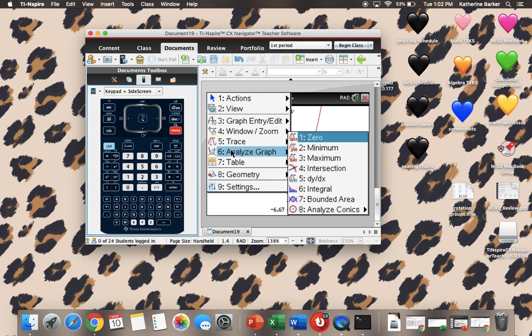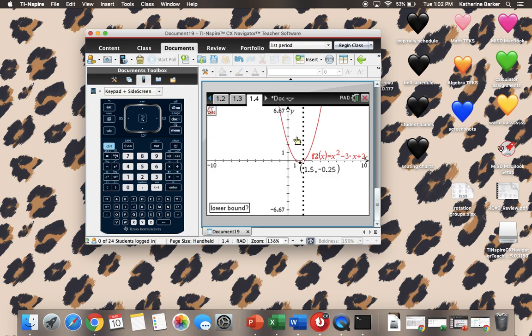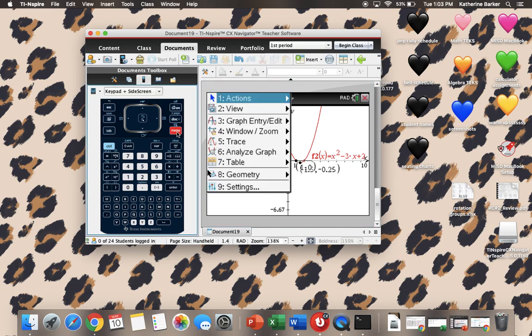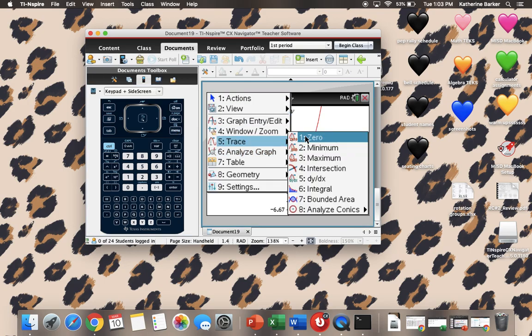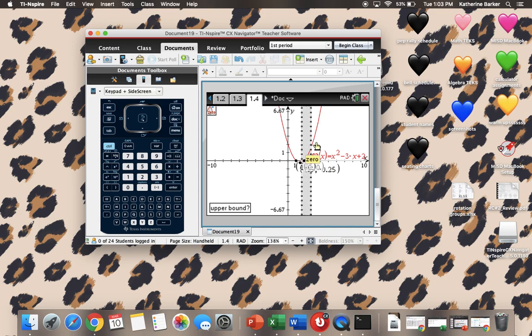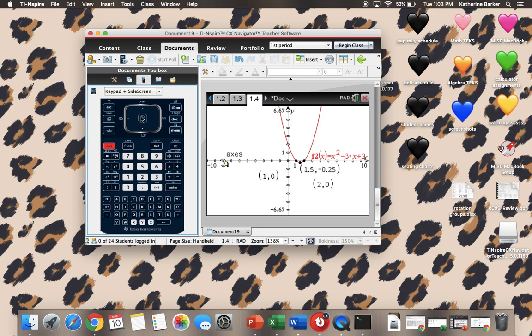So I'm going to go back to analyze graph, go to 0. For the first one, you start on the left and go to the middle. There's 1, 0. Okay, there is one of the zeros, which is 1, 0. You have to do it again because there's another 0 for this one. So analyze graph, 0, start in the middle, go over. Our second 0 is 2, 0. So I'm dragging these over. On my computer, I can just click and drag, but for you guys, you have to do Control, click to drag. So here's our zeros and our vertex.